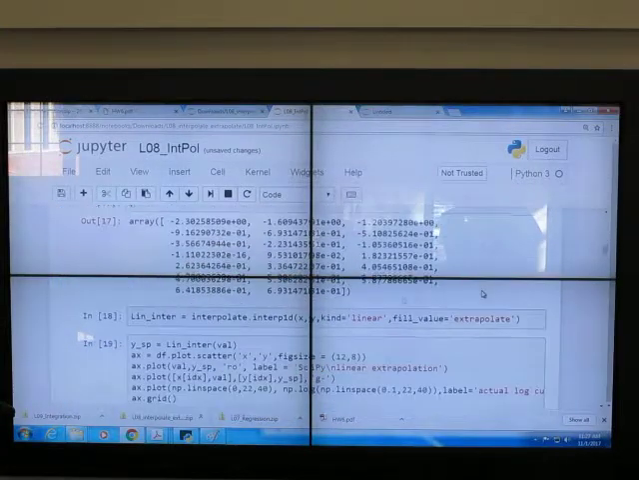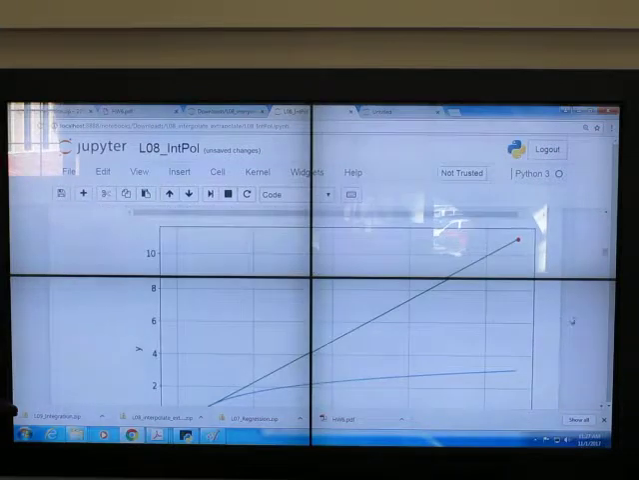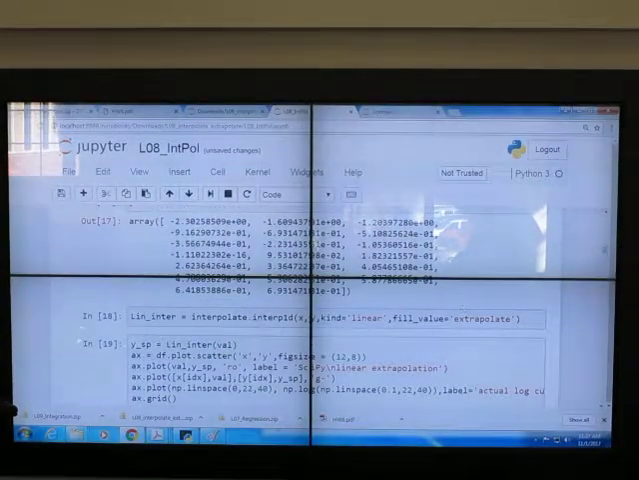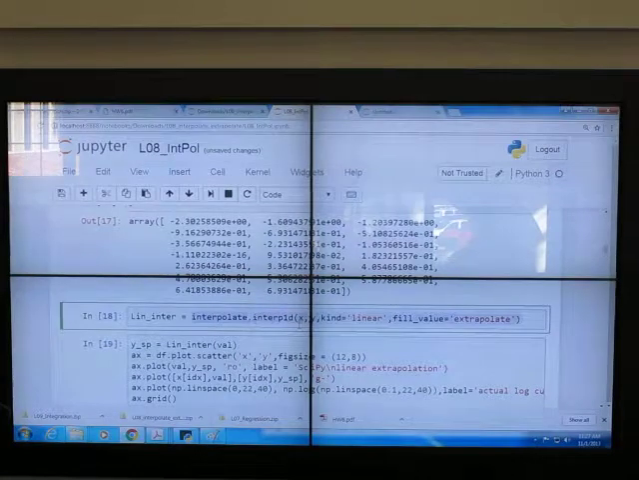What about interpolate.interp1d, kind linear, fill_value equal to extrapolate? What is that about? It does the same thing. It does the extrapolation, but it's kind of automatic. Where do I get this from? What do I have to import to do this? Go back to the top and answer the question.